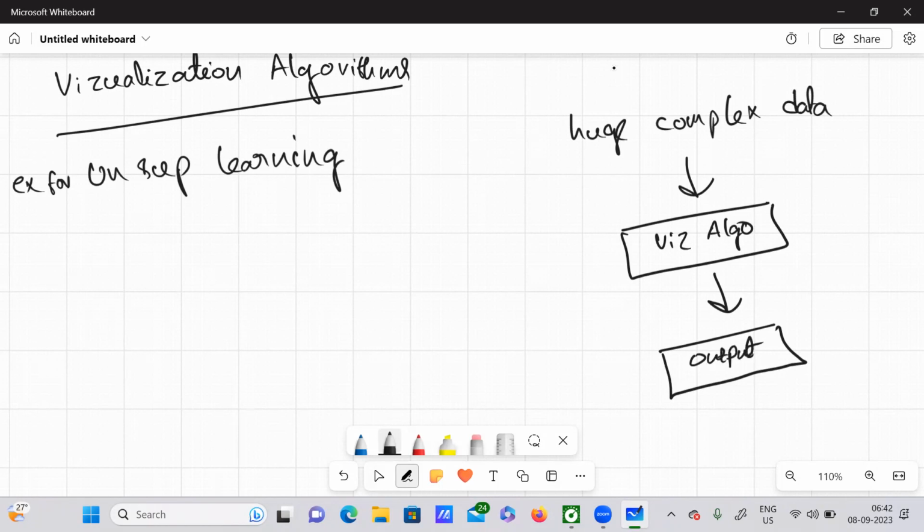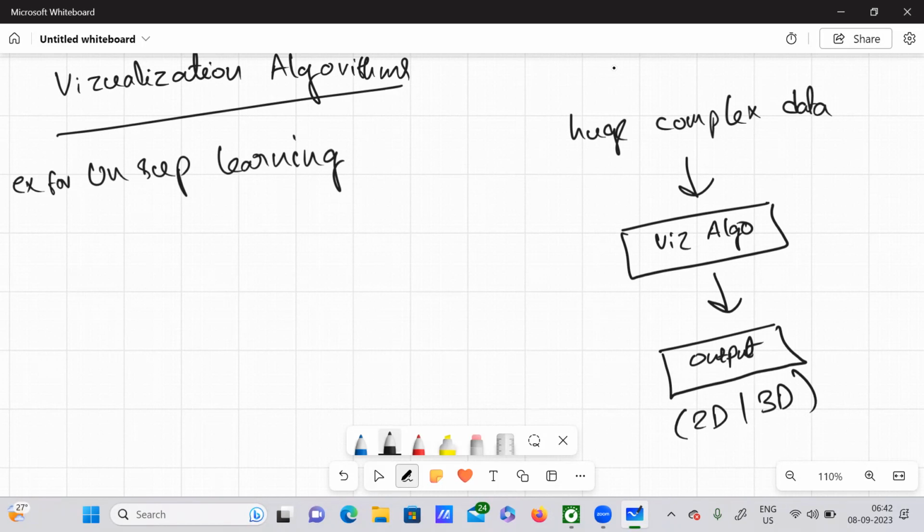This output would be in the form of either a 2D or a 3D representation of our data, which can easily be plotted. They give the output with which we can easily plot the data. This algorithm usually separates the clusters in input space without getting overlapped in the visualization.